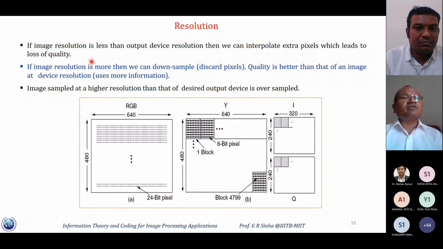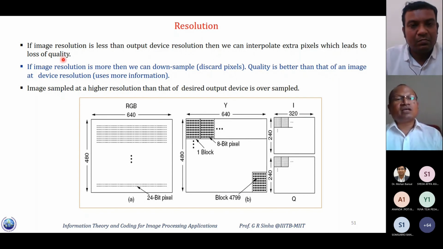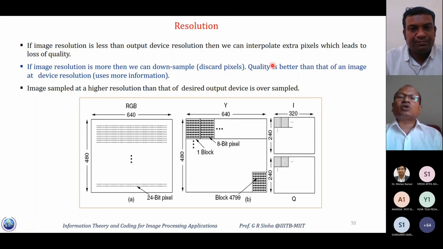The resolution is also very, very important. If the resolution is less than the output device resolution, where we actually want to see the image, we can interpolate the extra pixels, but that will lead to loss of quality. And if it is the reverse case, the quality is better, and in that case some of the pixels could be discarded. So this diagram explains that.